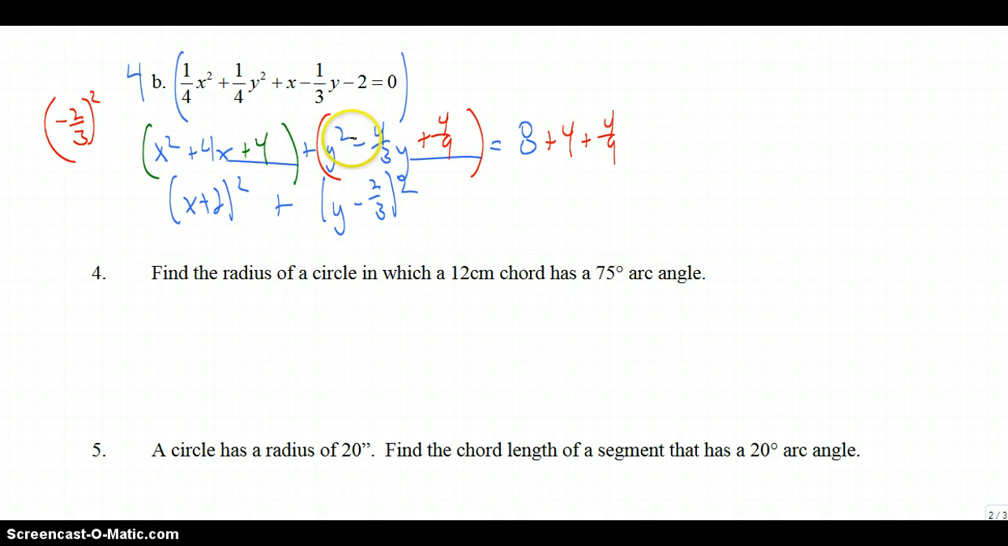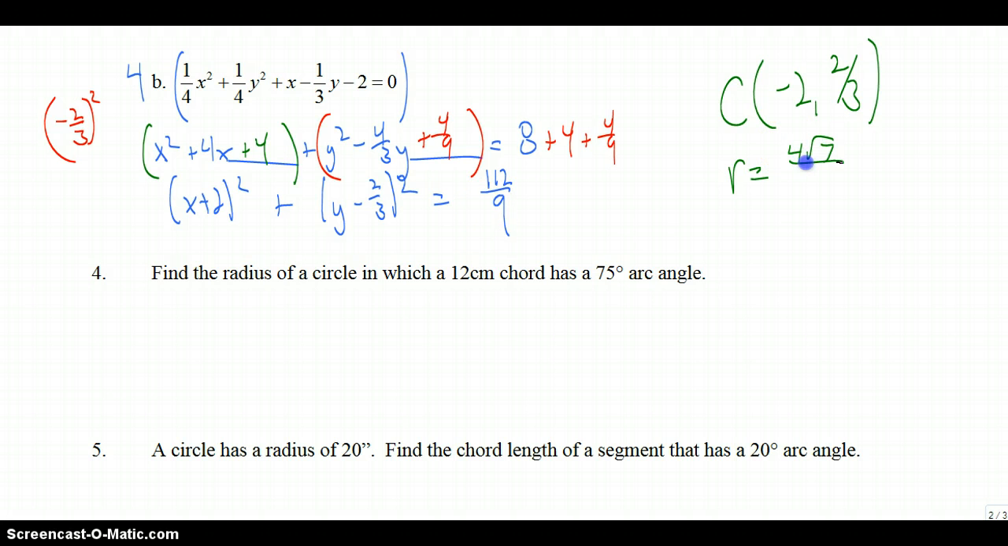And my little shortcut to remember that is whatever this b value is, we divide it by 2 and then square it. When we divide it by 2, that's always going to be the number we have in here at the end. If you add all of these numbers together on the right, you get 112 over 9. So now we know that the center is (−2, 2/3), and the radius is the square root of 112 over 9, which will simplify down to 4√7 over the square root of 9, which is 3. So there is our center and radius.